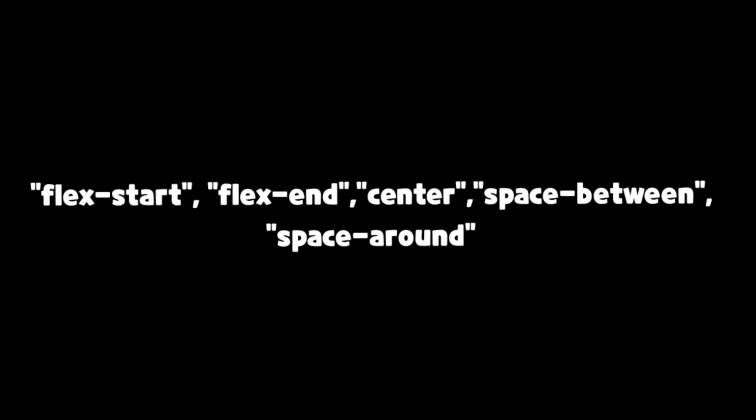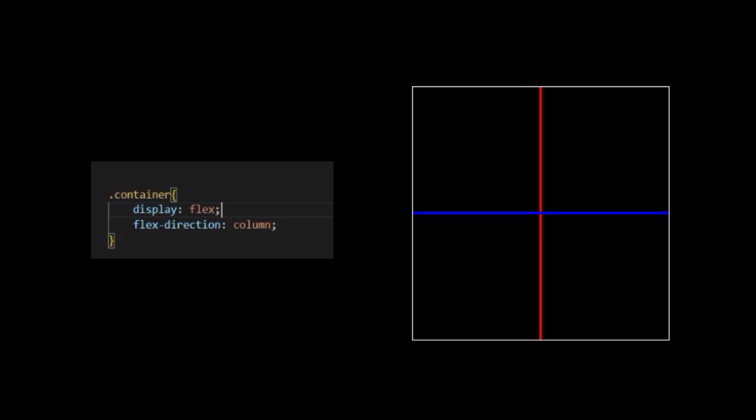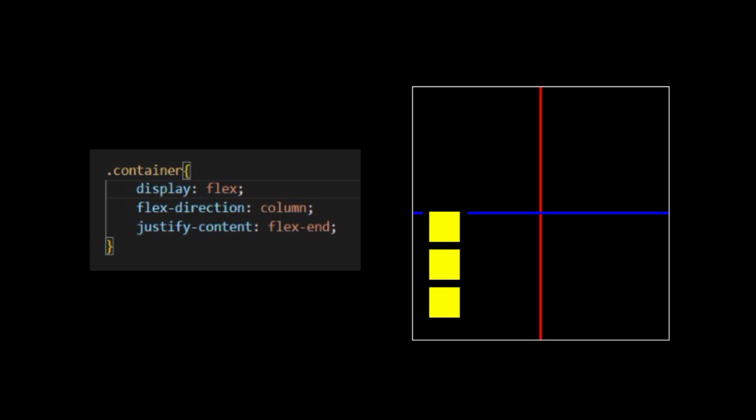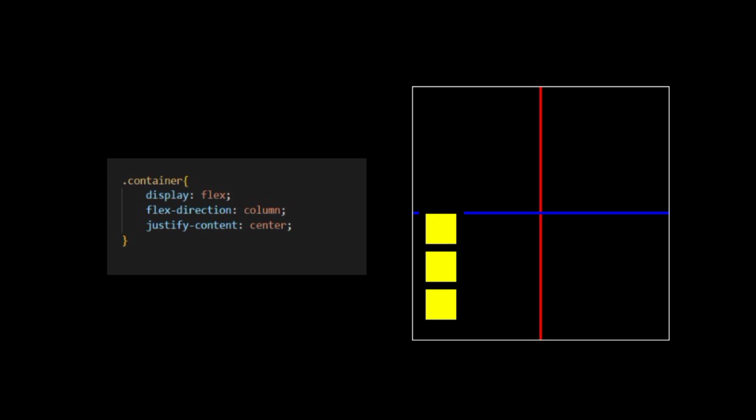Now there are multiple types of values that you can set. For this example, I'm going to be setting the flex direction to column. If I add flex start as a value, now you can see the items are right at the top of the main axis. And if you want the items to be at the bottom, then you can have flex end. And if you want them at the center, you can add justify content as center.